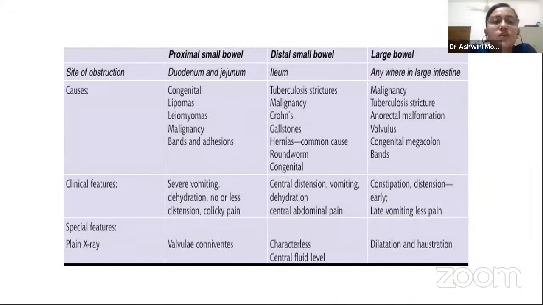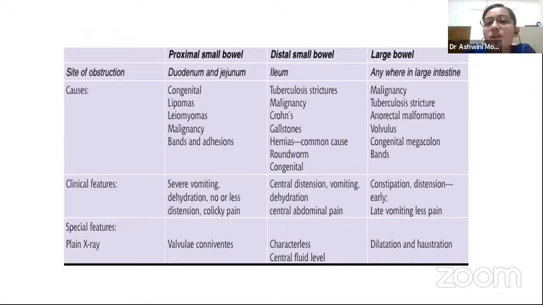Another classification we can do is as per the site of obstruction. It can be a proximal small bowel obstruction, distal small bowel, or a large bowel obstruction. In proximal small bowel, we include duodenum and jejunum. In distal, it is ileum, and in large bowel, anywhere in the large intestine, from cecum to ascending colon, transverse colon, or descending colon. So if we are thinking about the proximal small bowel, what things can be included? It can be due to congenital causes, any lipoma of small bowel or leiomyomas, malignancies, bands and adhesions can cause a proximal small bowel obstruction.